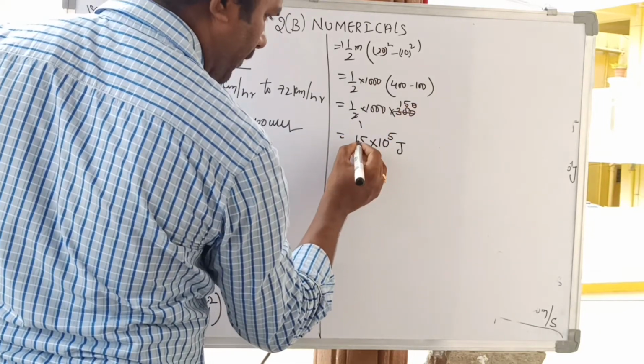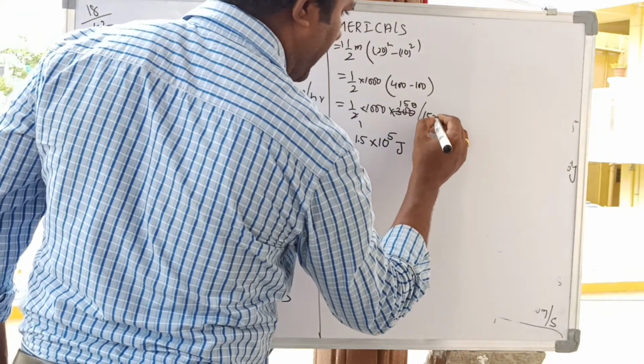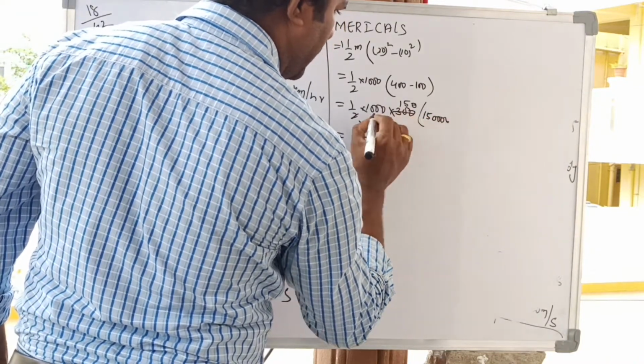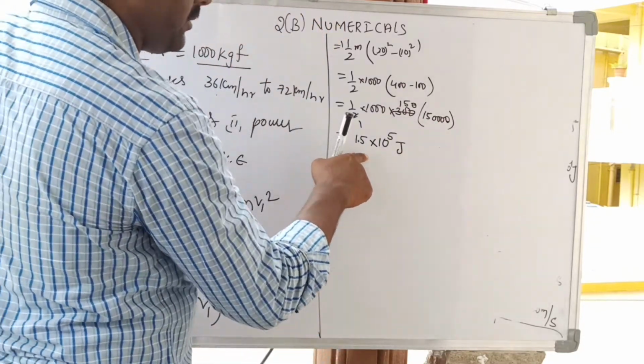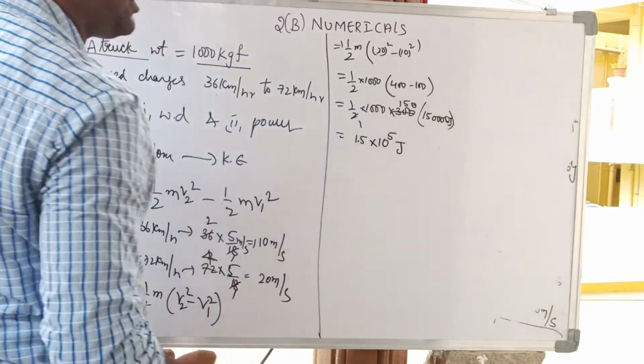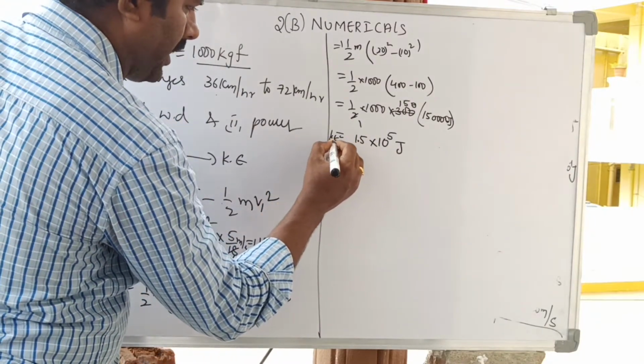In standard form, we put the decimal point after the first digit, so 1.5 into 10 to the power of 5. Otherwise we can write it as 1,50,000 joules, with 1.5 in standard form. This is the kinetic energy, otherwise the work done.